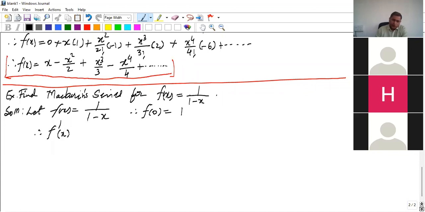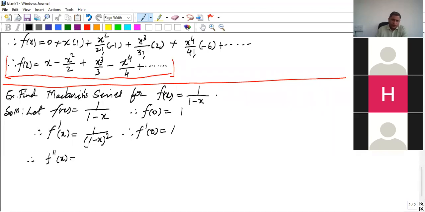Now find what is f dash of x. Is that 1/(1 minus x) whole square? Yes, 1 minus x whole bracket square. So we get 1/(1 minus x) square. What happens to the value of the derivative at 0? 1. Yes. So what is the next we have?